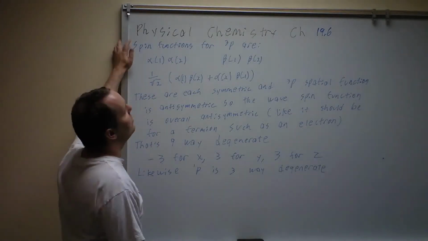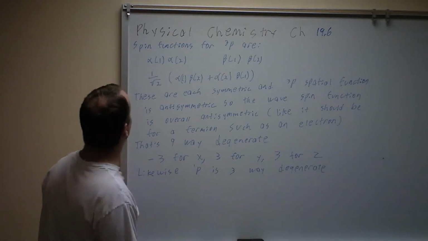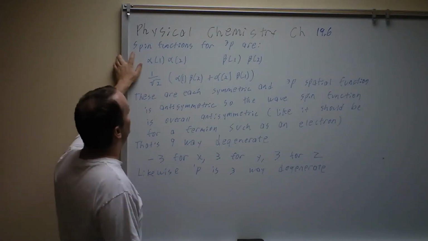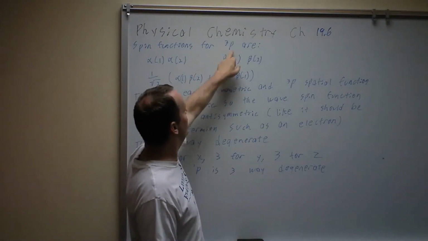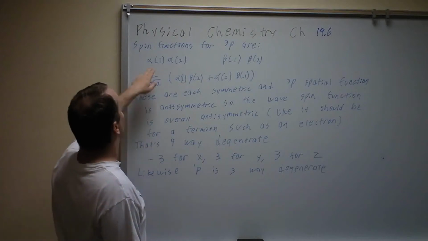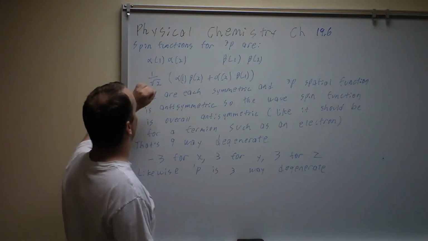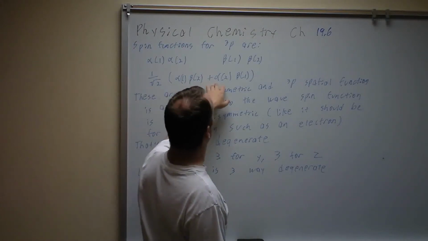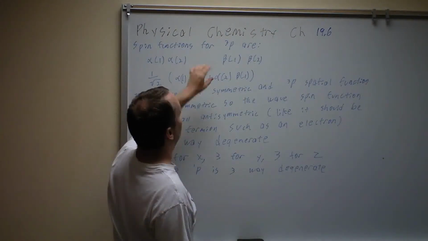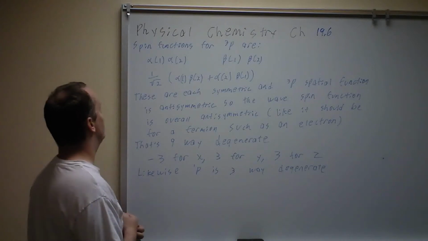Continuing on physical chemistry, chapter 19. This is the end of section 6 finally. So here we are. The spin functions for this triplet state for the P are alpha 1, alpha 2, or beta 1, beta 2, or 1 over the square root of 2 times alpha 1, beta 2 plus alpha 2, beta 1. In other words, the 3 symmetric spin functions.